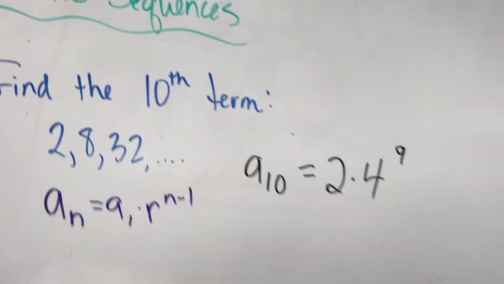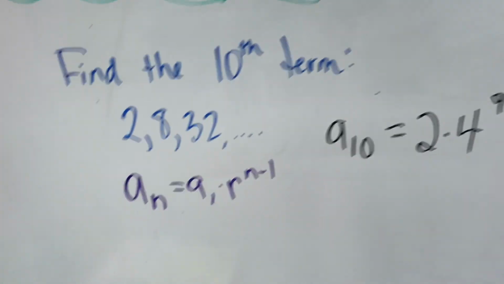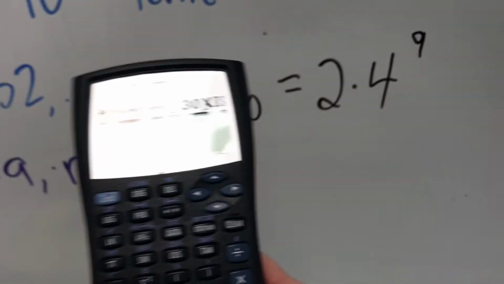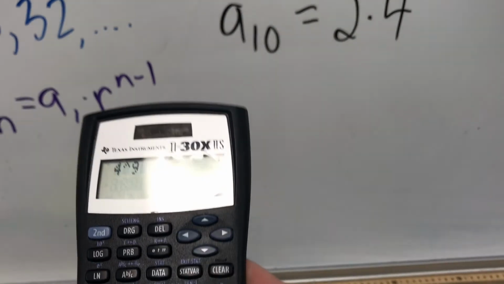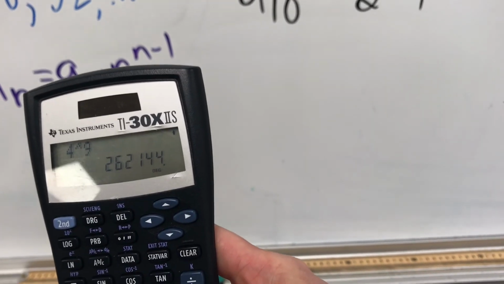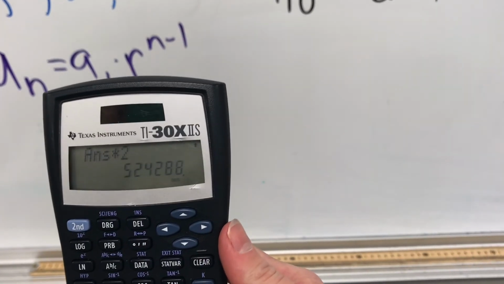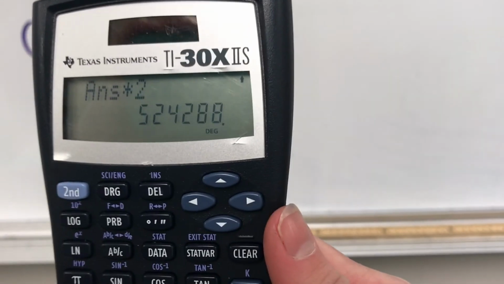Okay, so we're going to grab a calculator. And we're going to go 4. Nope, let's do that first. Oh, this is difficult. 4 to the 9th power is 262,144. We're going to multiply that by 2. And that means that our 10th term is 524,288.